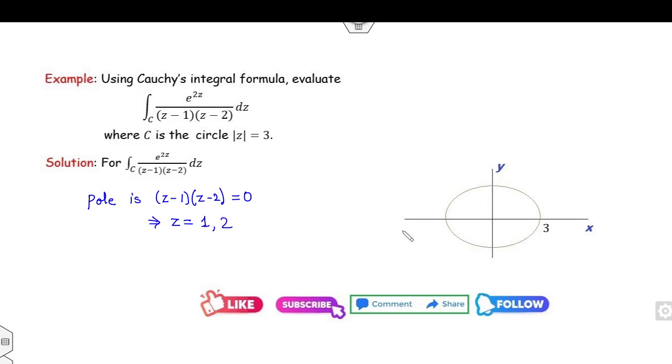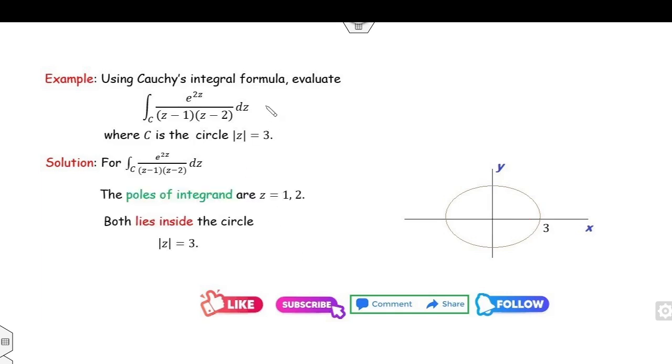Now look at where z1 is. Z1 is here, z2 is this one. This is 1, this is 2, because this is 3. So that means both the poles lie inside the circle. So if it is inside the circle, that means the answer is not 0. Then how can you solve it? I will tell you two different methods.